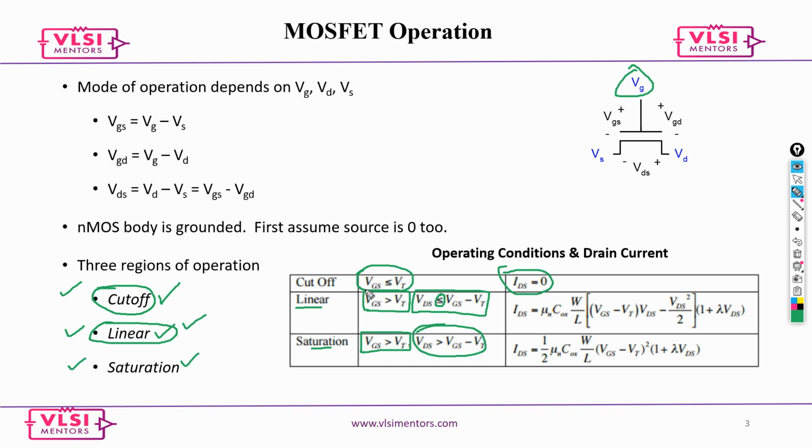Now when you say cutoff, the transistor is said to be in the off condition, so your output current, that's basically drain current, is zero. And when it is in linear mode, your gate voltage is greater than your threshold voltage, and your VDS is less than or equal to VGS minus VT. When this condition is satisfied, it is said to be linear. And saturation means, again, your gate voltage VGS is greater than VT, but your VDS is greater than VGS minus VT.